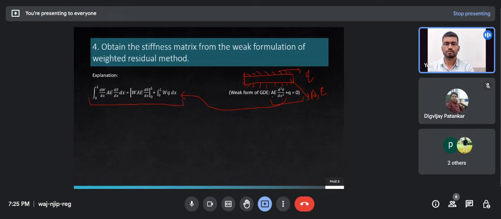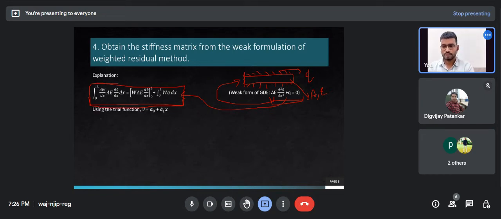This is the weak formulation of the governing differential equations, that is this thing, and this denotes the governing differential equations of this problem, that is a bar subjected to q amount of traction force of length L, right? So from these terms we have to find the stiffness matrix.